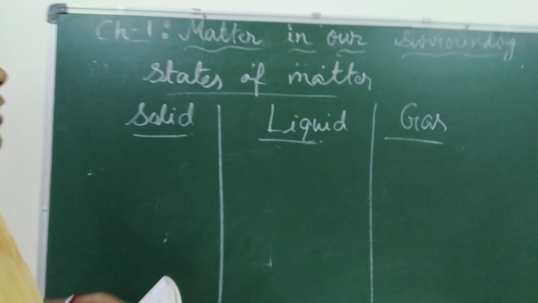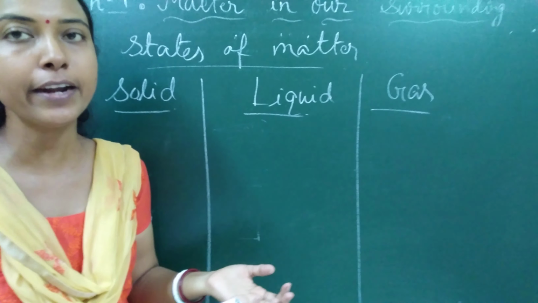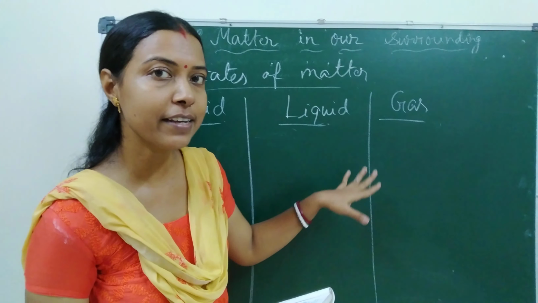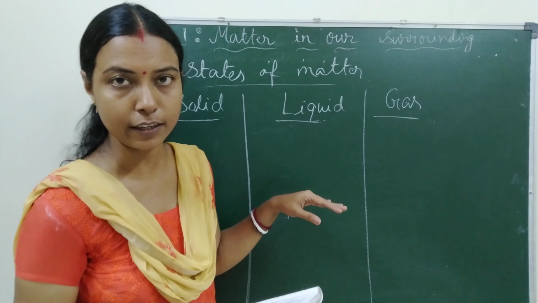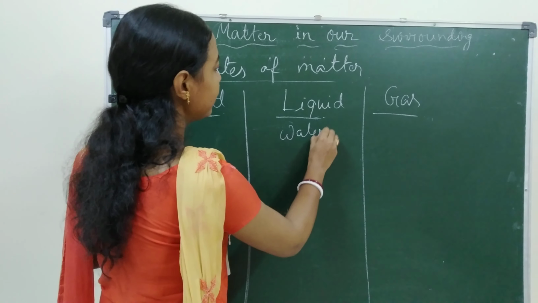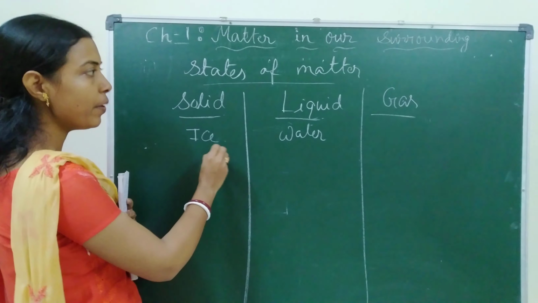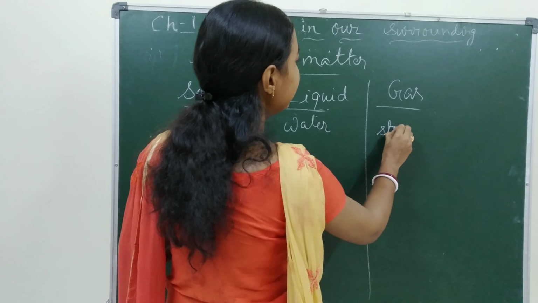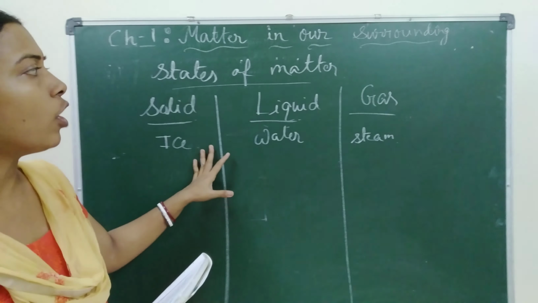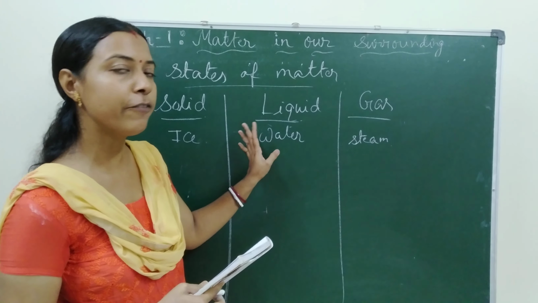Now next is very important: states of matter. In matter, how many states are there? There are three states: solid, liquid, and gas. Just take the example of water. Water is in liquid form. If you take ice, then ice is in solid form. And if you take steam, that is in gaseous form. Now the very important properties of solid, liquid, and gas. If you write the properties separately, then we can differentiate also.